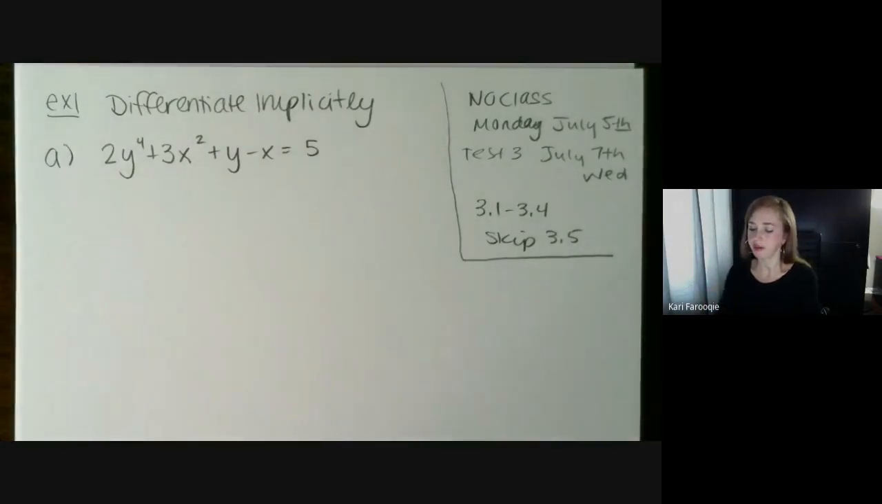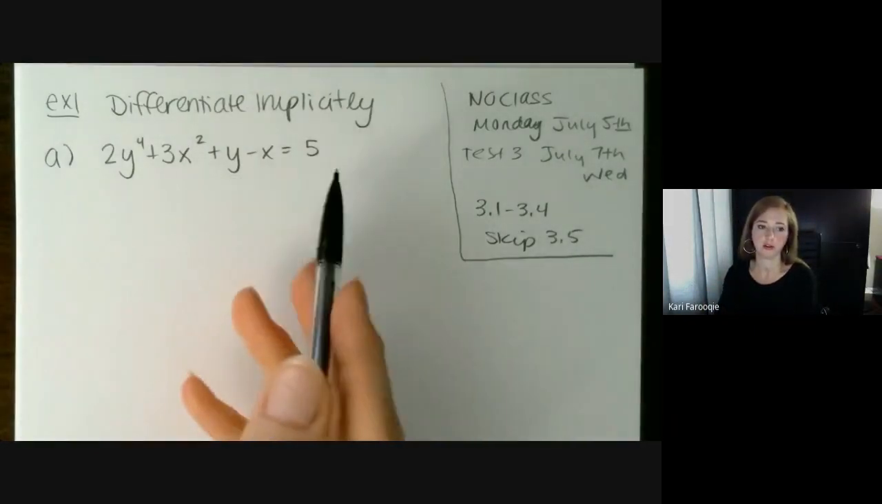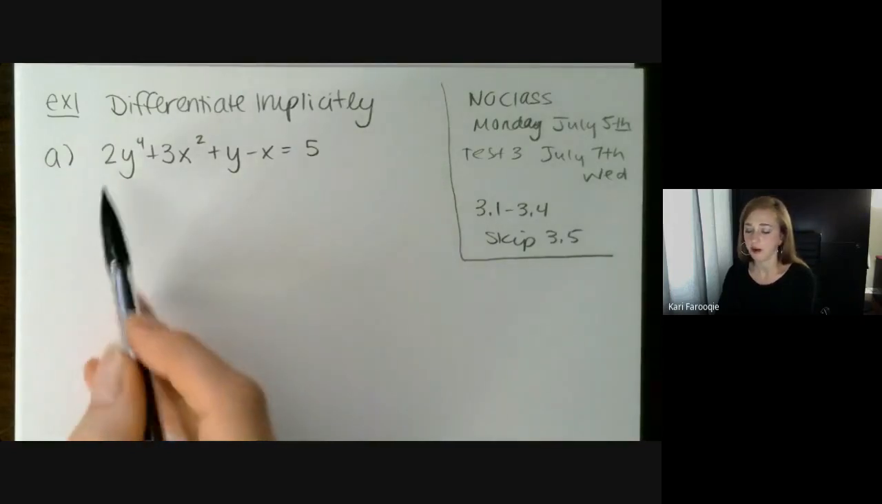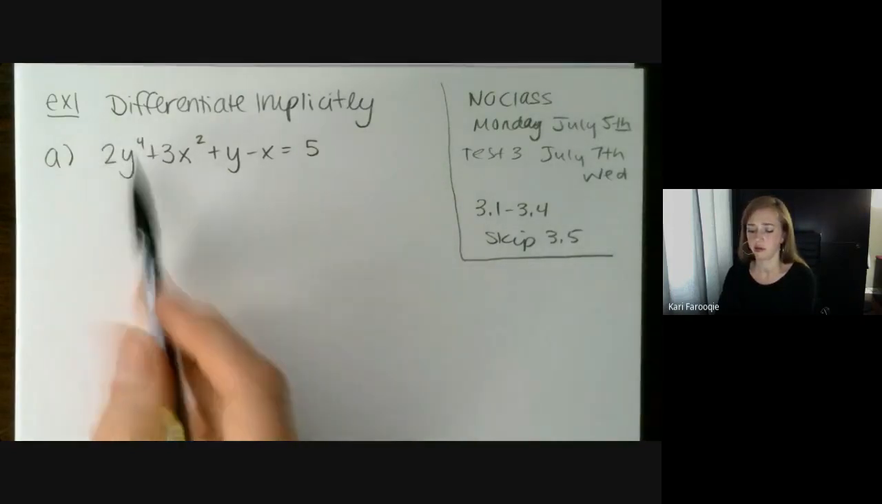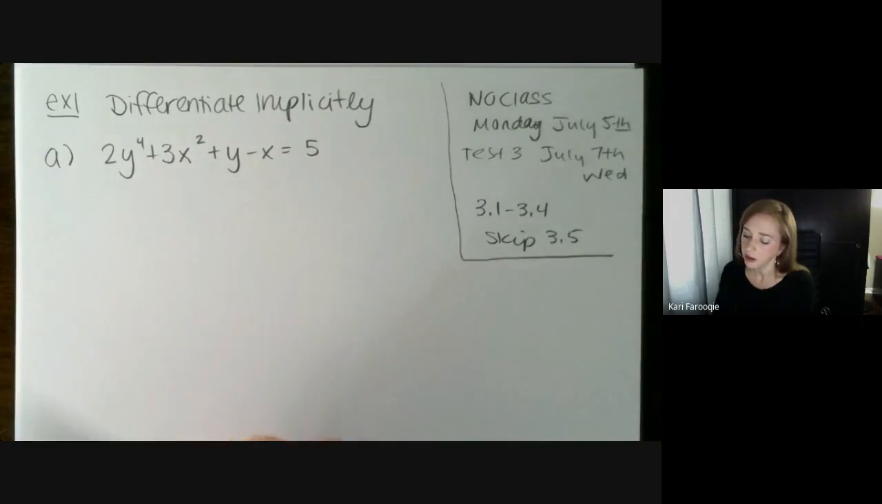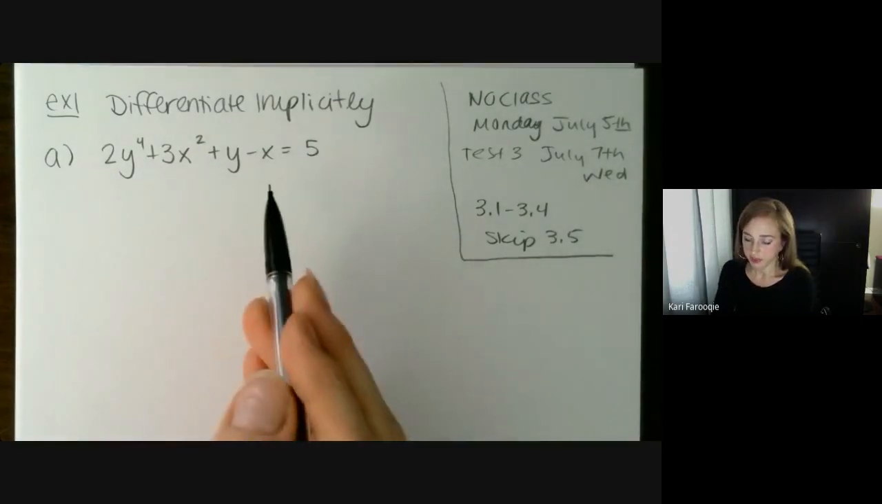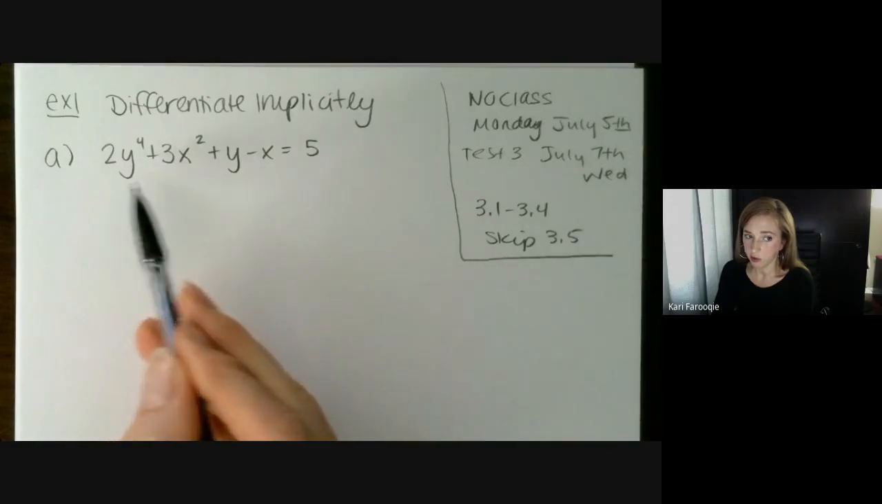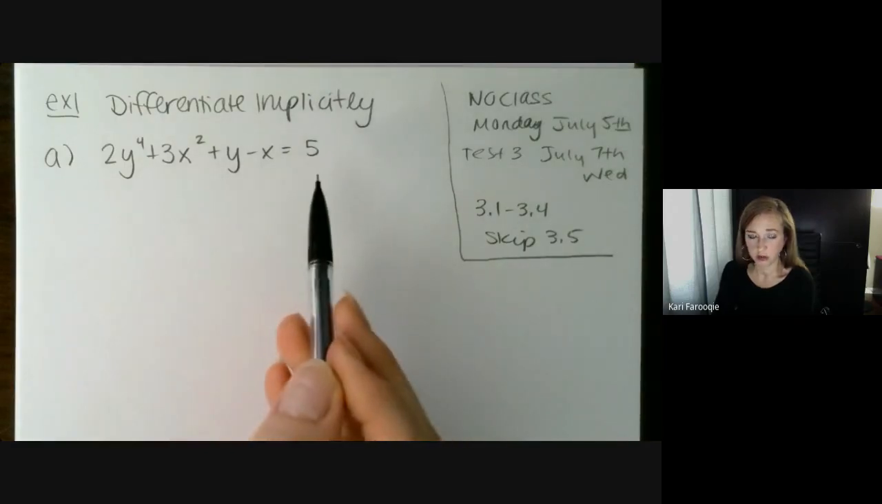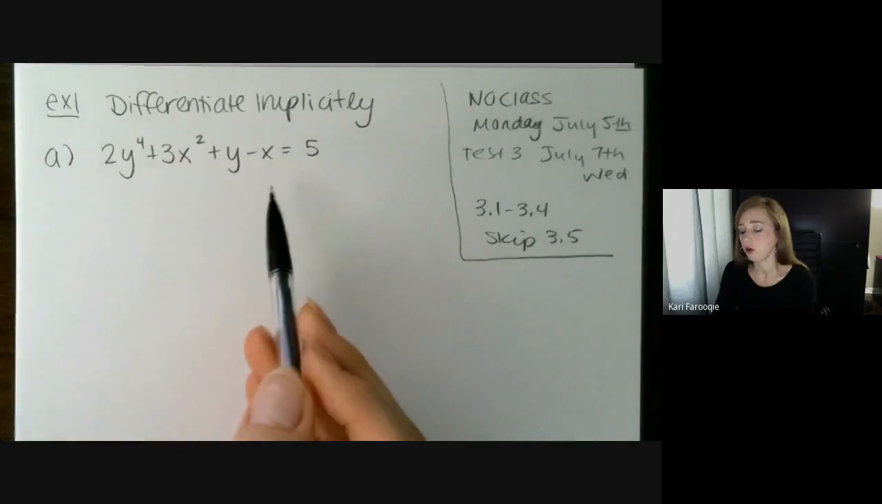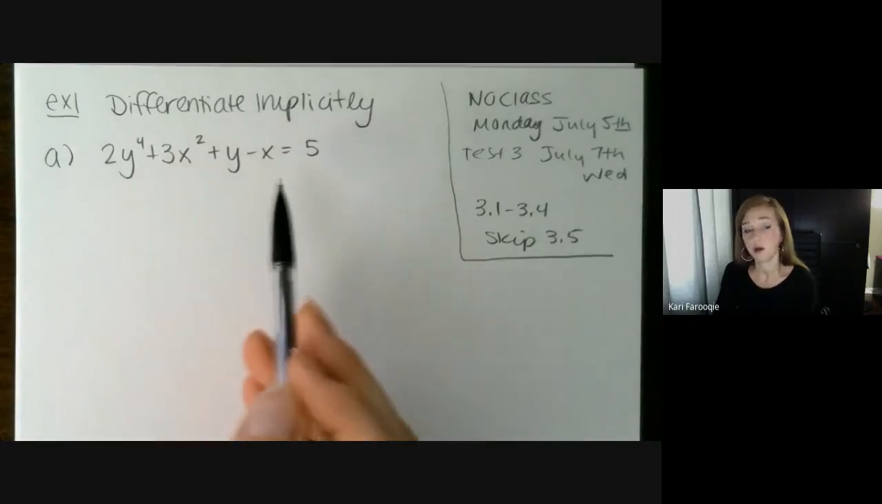Note that this would be very hard to solve for y. And also it's very likely not a function because you have 2y to the 4th power. So we're going to go ahead and take this derivative implicitly, and you're going to scan this real quick and make sure that you don't have any need for the product rule or the chain rule. It's a good idea in advance to kind of know what you're getting into.